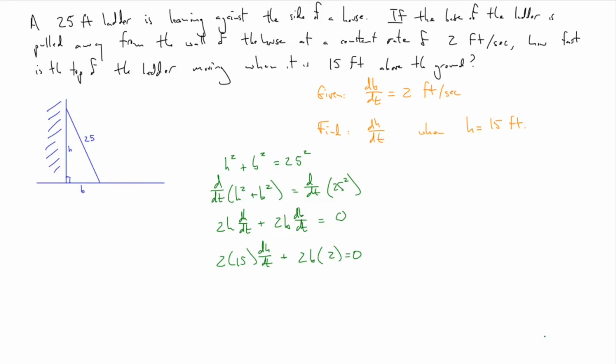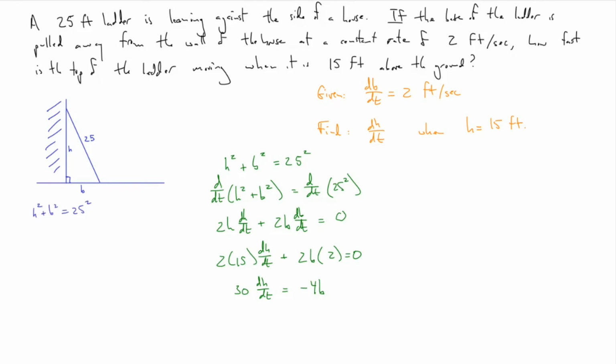We know that dB/dt is equal to 2. And if we simplify just a little bit, we get that 30 times dh/dt is equal to negative 4 times b. But the problem is we need to find dh/dt, and we can't do that until we know what b is equal to. So the question becomes, how do we figure out what b is equal to?